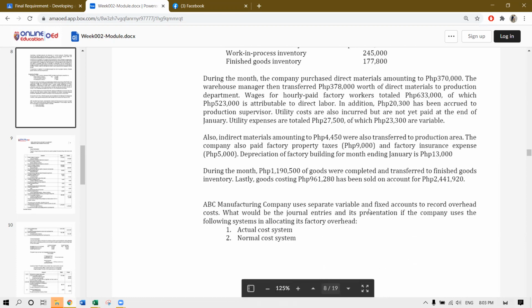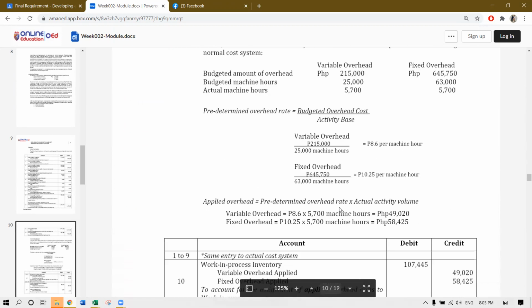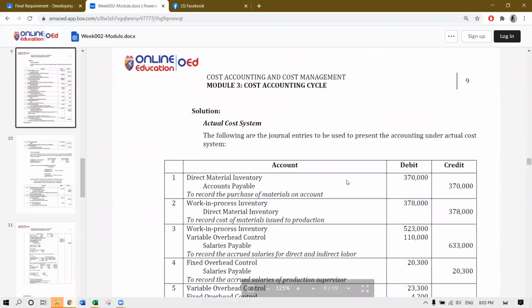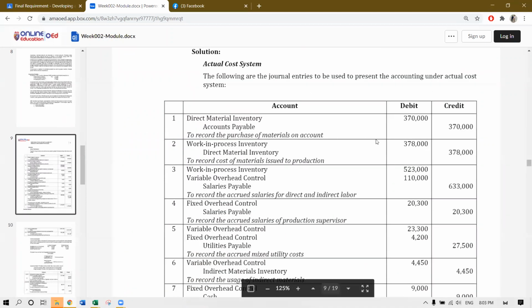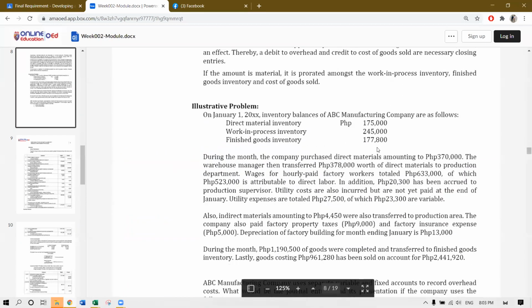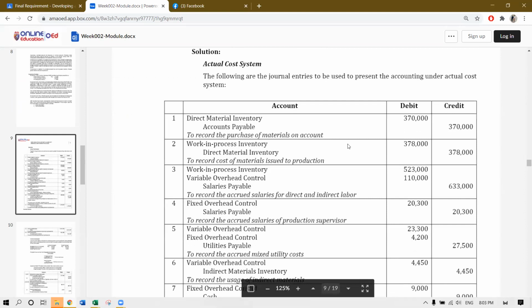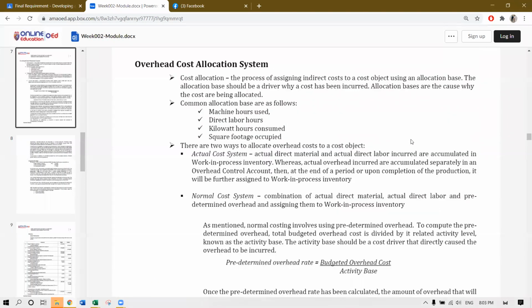So, okay. Let's start to answer it using the actual cost system. Actual cost system, of course. 370,000 of materials, 370,000 as well. So I think you can do this. Kindly look at the journal entry. When recording direct materials, direct labor, and overhead, there is additional work in process of 378,000, and this is the direct material that was transferred.